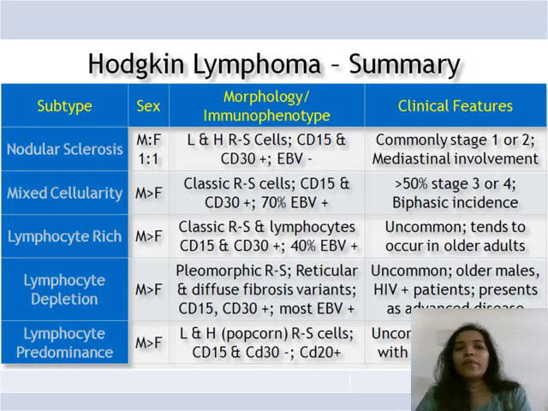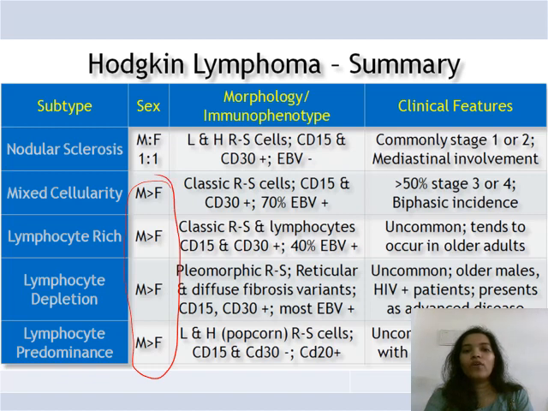So this is a summary of all the 4 types. In this, all the types are most commonly seen in males except the nodular sclerosis type, where there is an equal ratio between males and females. Lymphocyte predominant is CD15 and CD30 negative, and it is CD20 and CD45 positive. All the other 4 varieties are CD15 and CD30 positive.